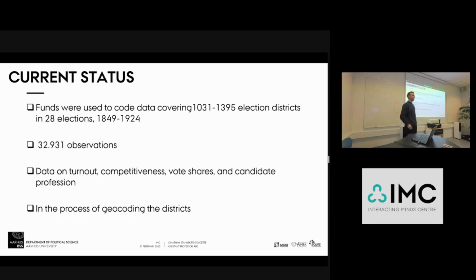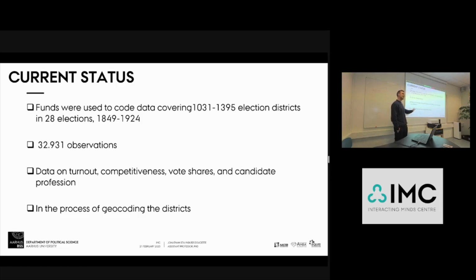So the current status of our project is that we have coded somewhere between 1,000 and 1,400 election districts across 28 elections. So that's about 33,000 observations, and we have coded data on the turnout, the competitiveness, that is the number of different candidates you can choose from, the vote shares of these candidates, and the profession of these candidates. Some of these things we're not specifically planning to use ourselves, but we hope that others could make use of this data in their research projects.